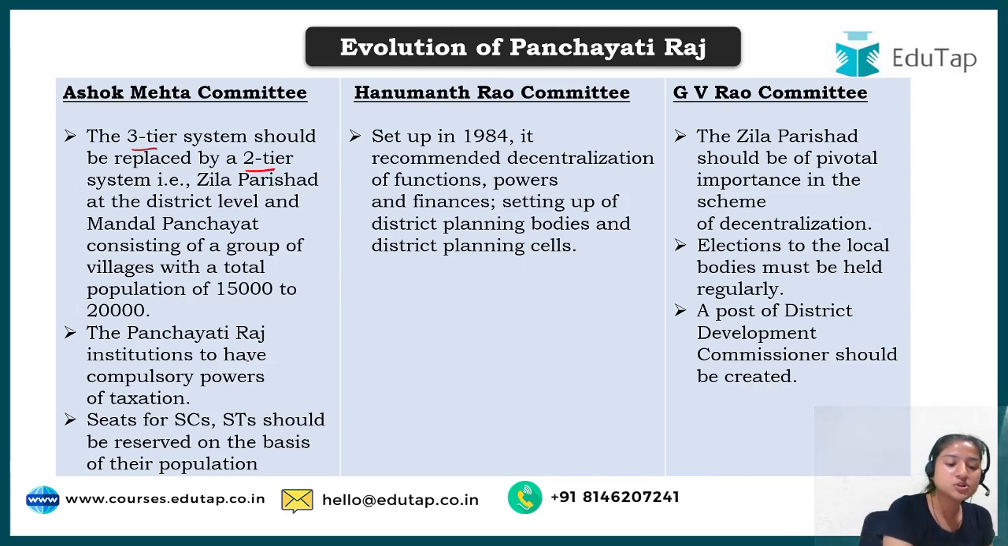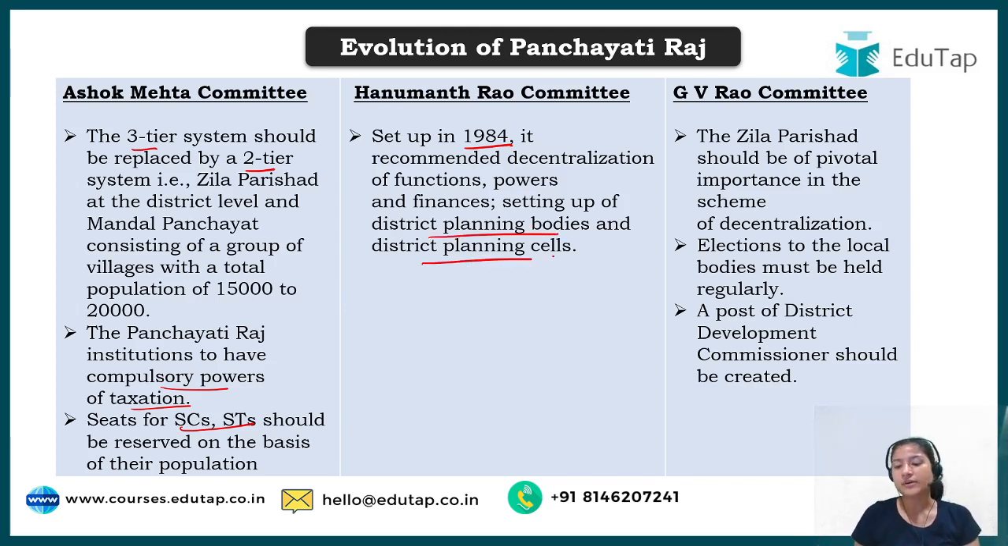Apart from that, there should be a compulsory power of taxation given to the Panchayati Raj institutions, and there should be reservation for SC and ST and whatever reserved underprivileged population exists in that particular area. The Hanumantha Rao committee also gave suggestions, such as that district planning bodies should be set up.